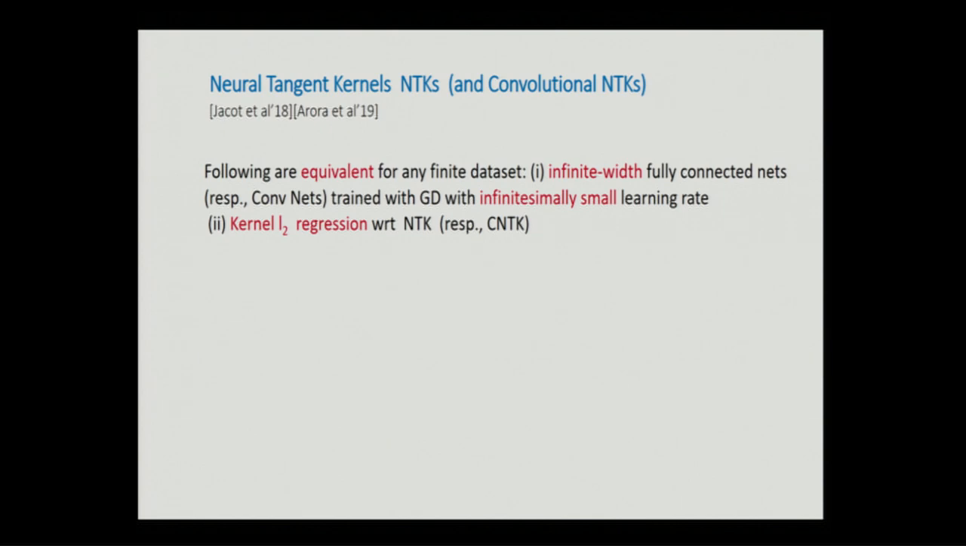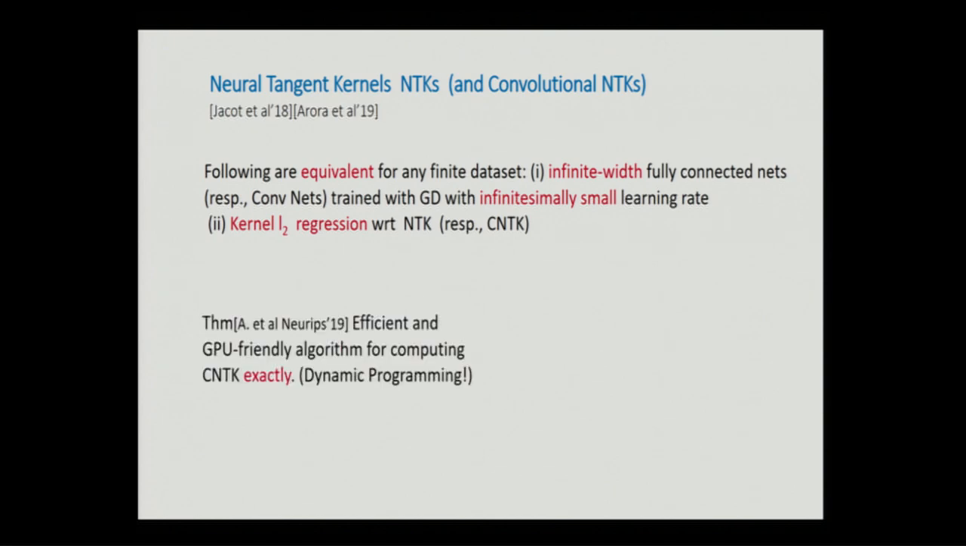And the theorem is that the following is equivalent for any finite data set. You take the infinite width fully connected net, trained with gradient descent with infinitesimally small learning rate, so the rate of change of the parameters during training is infinitesimally small. That model is equivalent to a more classical model, which is kernel least squares regression with respect to this new kernel, the neural tangent kernel, which is defined as part of this theorem, or the convolutional neural tangent kernel.